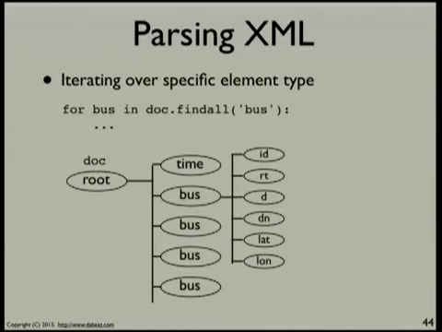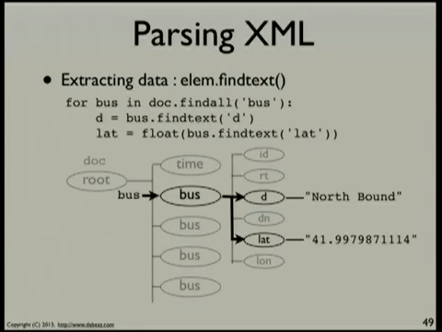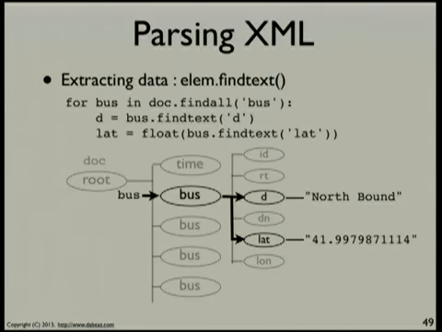And then what you'll typically do is do a little for loop where you'll say, okay, for bus in doc.findall bus, this will essentially iterate over these bus elements one at a time. So it's going to go through the document, one at a time over each bus. And then for each of those, you can essentially pull data out of it by using findtext. So you can say, okay, give me the direction that this thing was going, or give me the latitude coordinate of the bus. So that's what we're going to do.